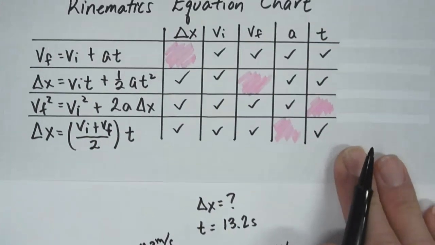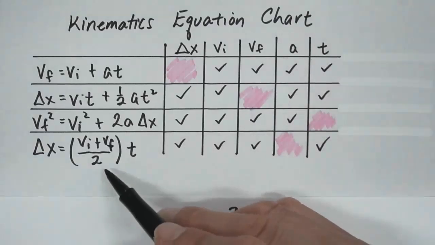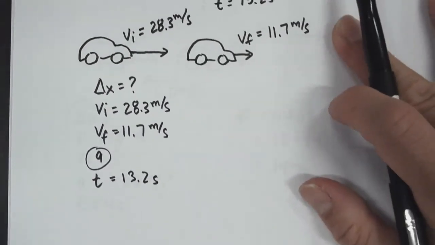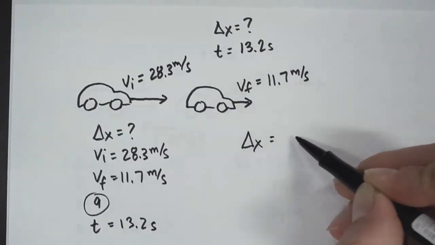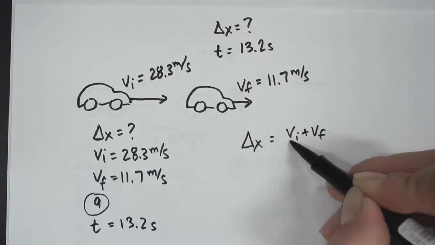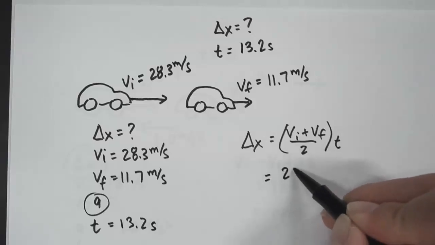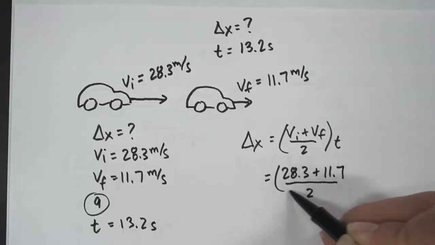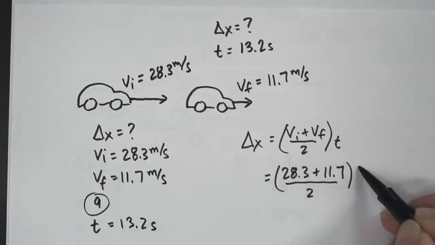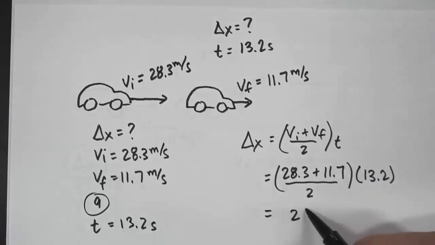So I'm going to go to my chart. The one that doesn't have a is going to be this equation. So I'm going to write that down. Delta x equals (Vi plus Vf) divided by 2 times t. Vi is 28.3, Vf is 11.7, divided by 2, times t, which is 13.2, and we get 264.